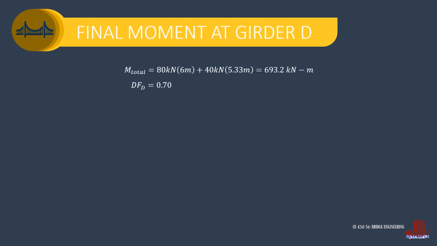From the total moment we computed earlier as 693 kilonewton-meters and a distribution factor of 70%, the final moment of girder D is then taken as 70% of 693.2, and that is 485.2 kilonewton-meters.